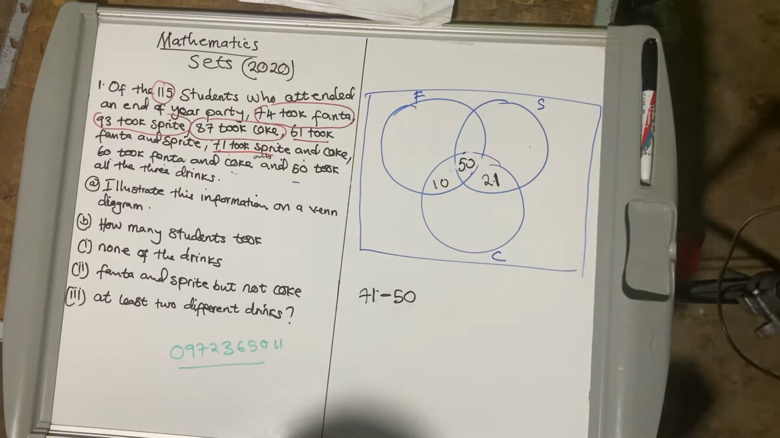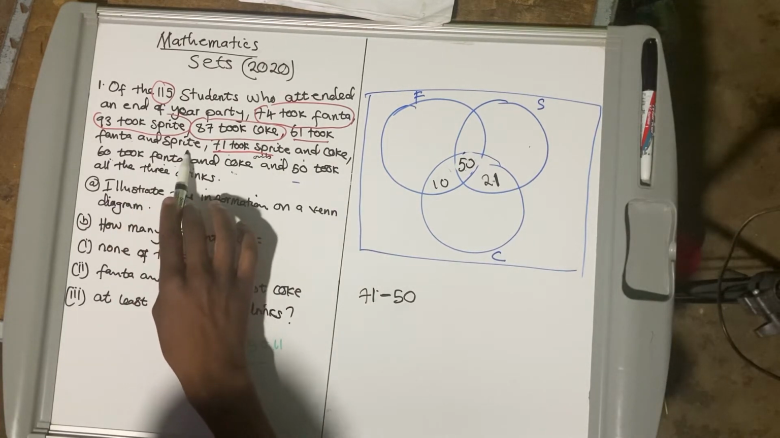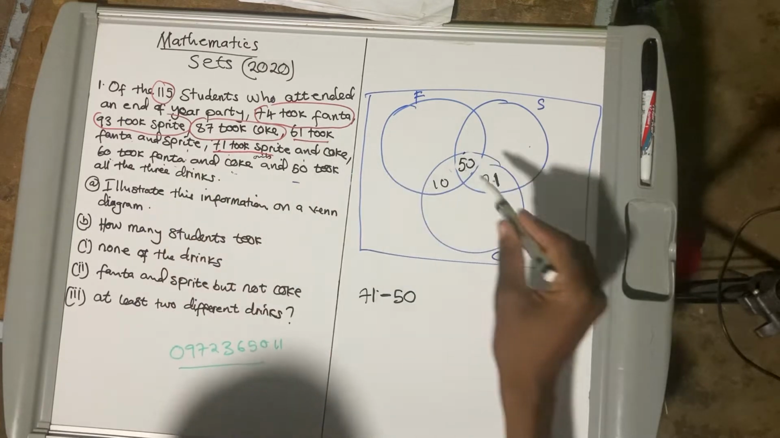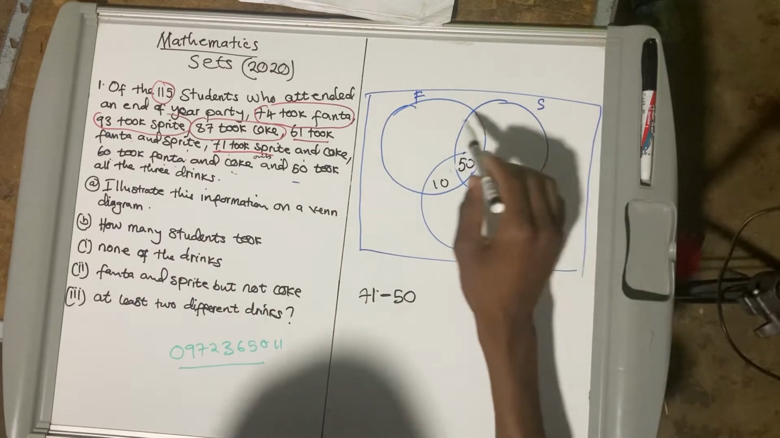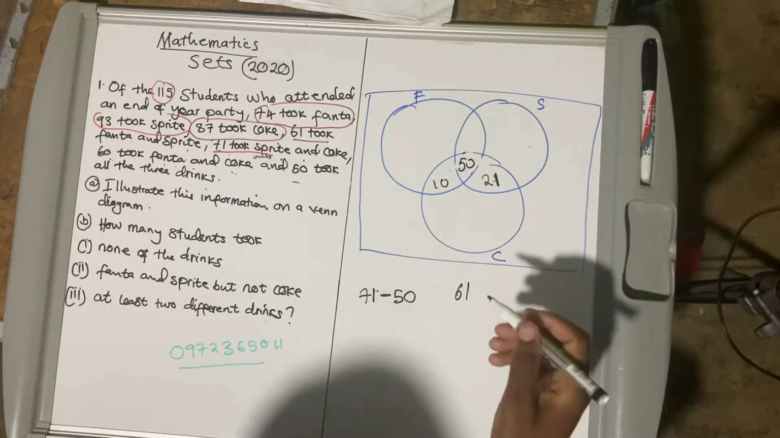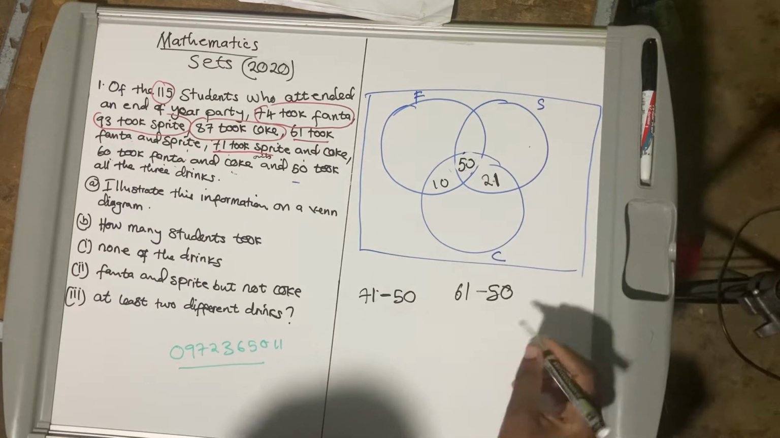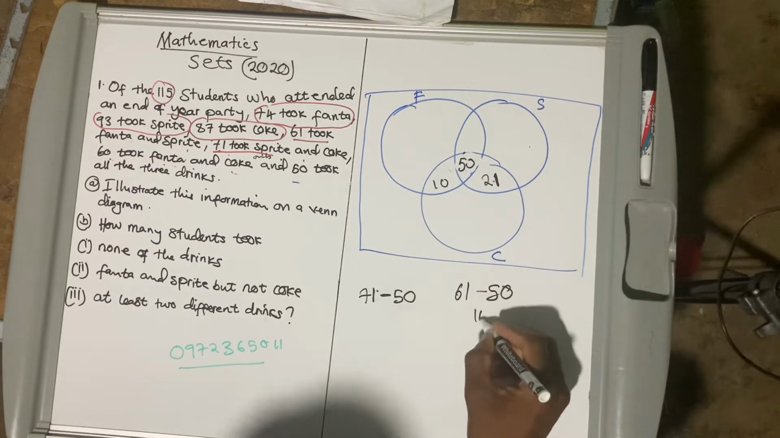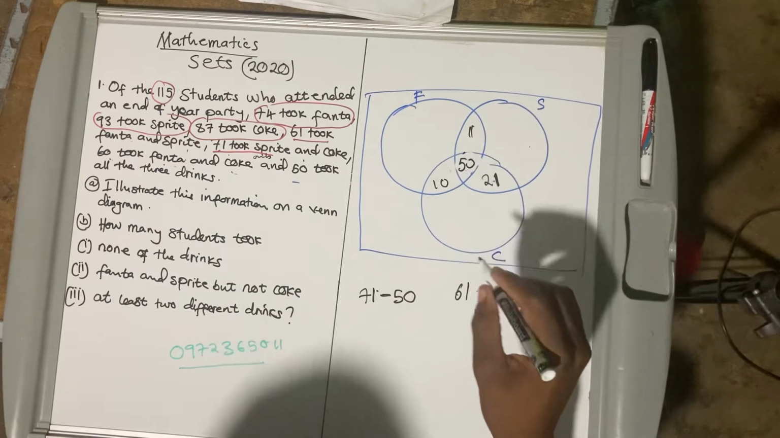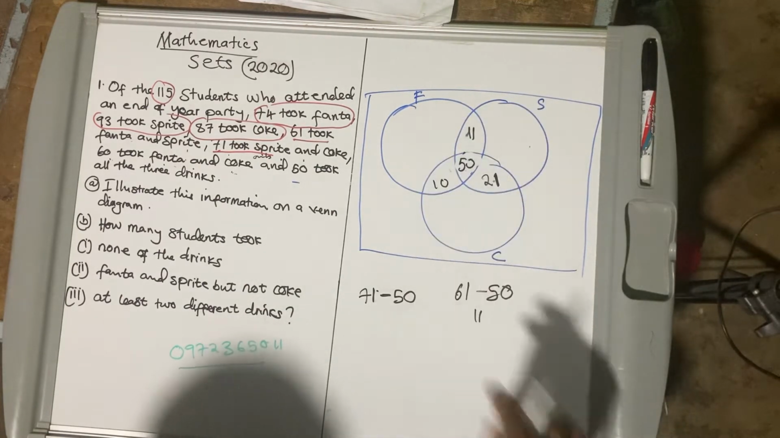Next we have 61 took Fanta and the Sprite. So Fanta and Sprite 61. Again, there is no only, remember, so you have to remove the 50, so 61 minus 50, and you are getting 11. So the 11 will be here. When you're done with the intersections, that's when now we can go to these other numbers.